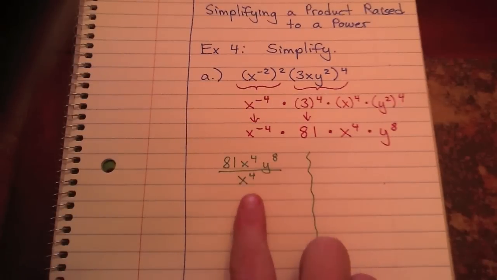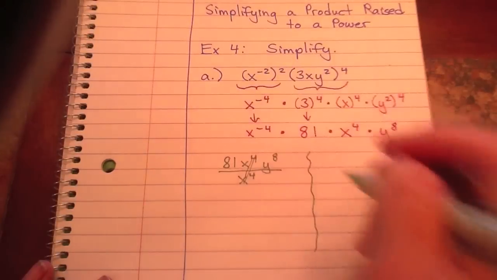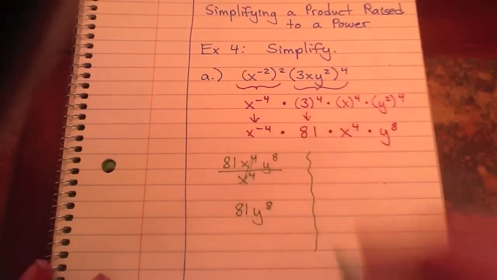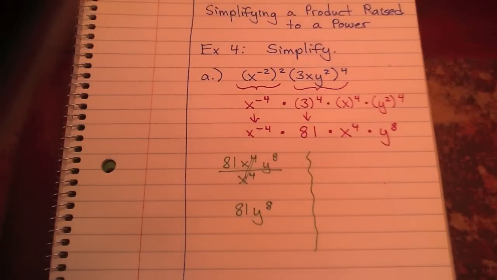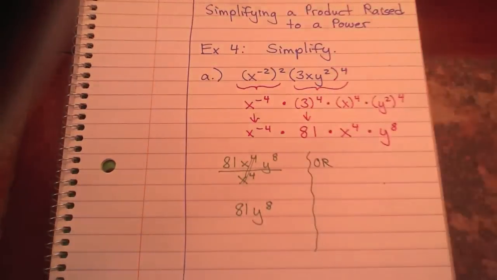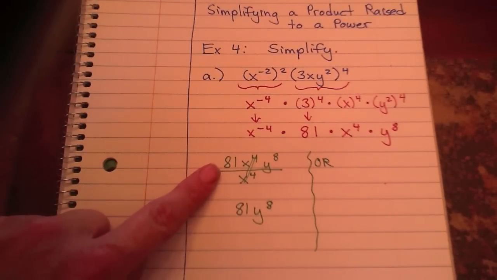Notice you have 4 x's and 4 x's, so all of them would cancel, and you would end up with 81y to the eighth. Okay, that's one option. Or you use the rules we've already learned about. This is actually the next lesson's rule that you're learning here if you're doing it this way.